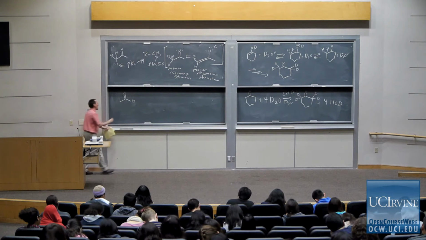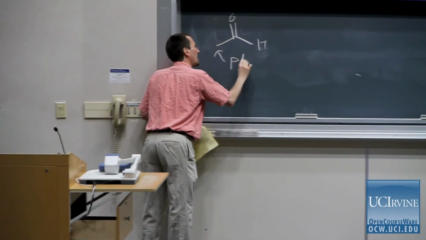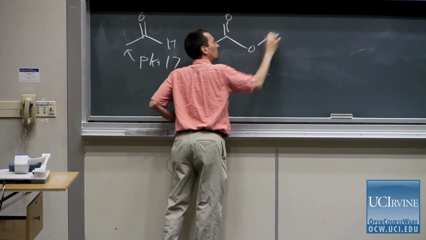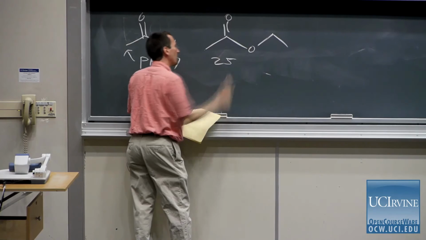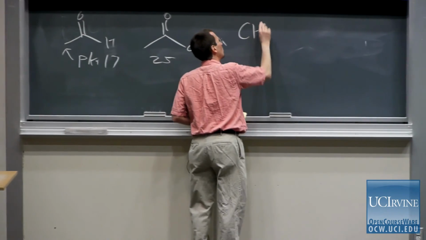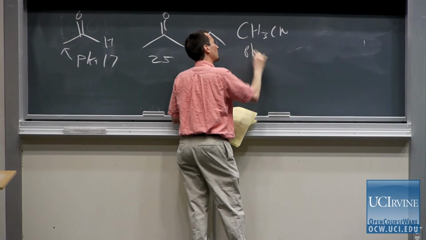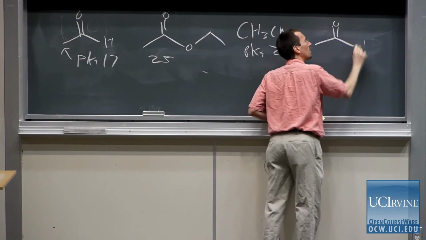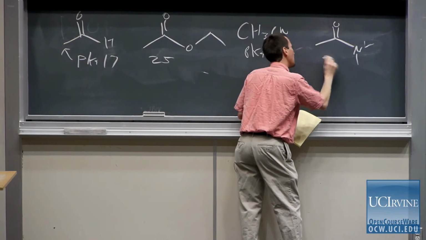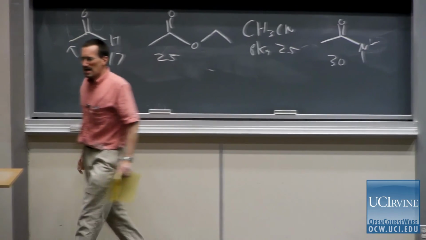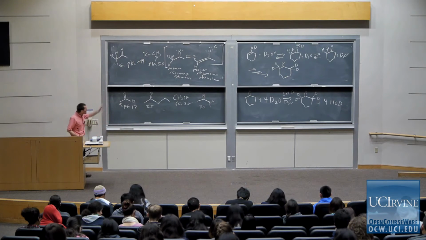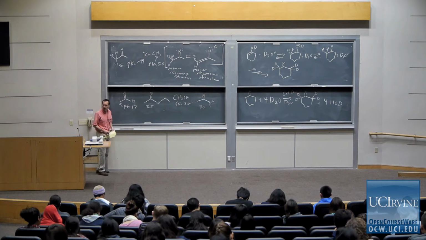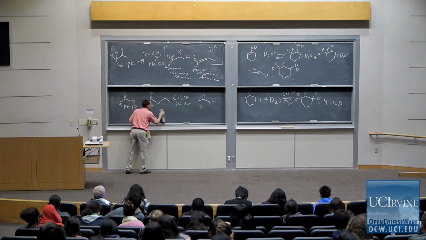So your textbook gives you acetaldehyde with a pKa of 17, and it gives you ethyl acetate with a pKa of 25 for the methyl group, and acetonitrile with a pKa of 25, and dimethylacetamide with a pKa of 30 for the alpha proton. And really, these are a lot of details, but the numbers that I keep in my head are as follows. I keep in my head two numbers for all of this.